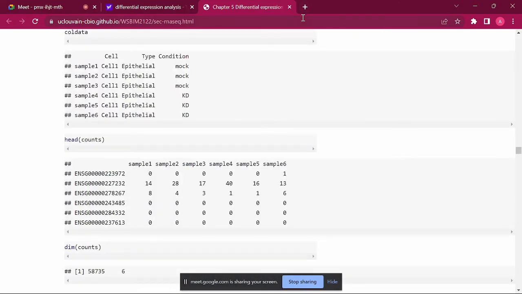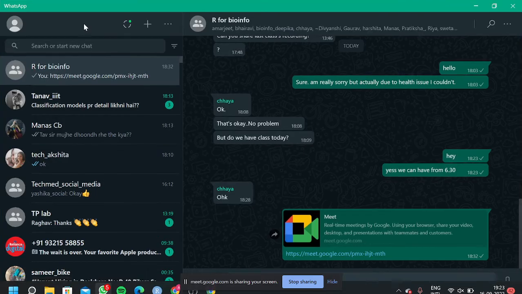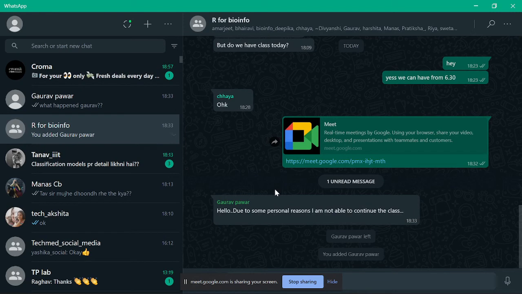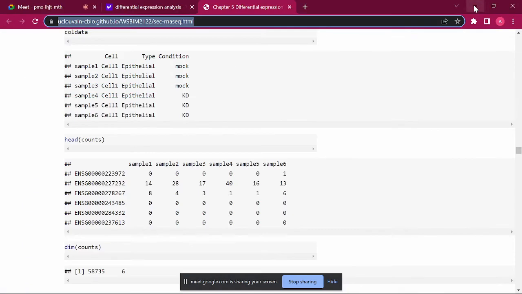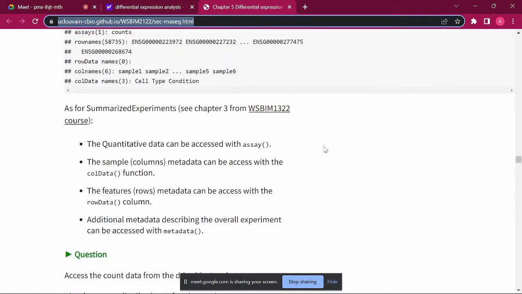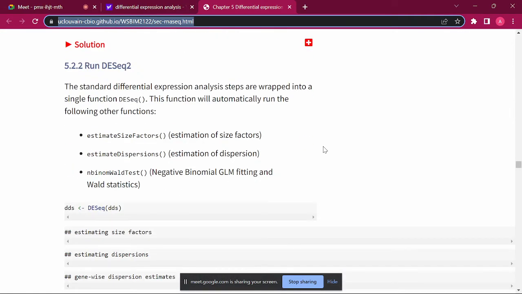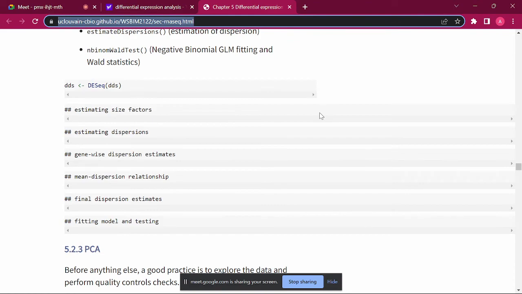So I am sharing this link with you. ठीक है, मैंने लिंक शेयर किया है, ये लिंक आपको पढ़ना। So in this they have explained one of the packages in R which is known as DESeq2.